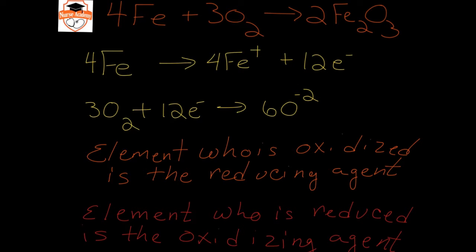Another way to remember this is that oxygen is usually going to be the oxidizing agent. And the reason that it got that name is things that are oxidized oftentimes will end up in a compound with oxygen on it at the end. So that's one of those things to look for to help you identify who's oxidized and who's reduced. Almost always oxygen is reduced and iron is oxidized.